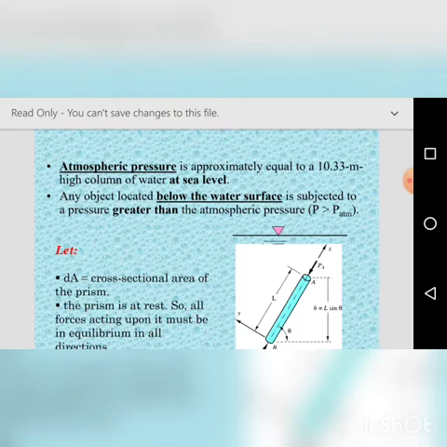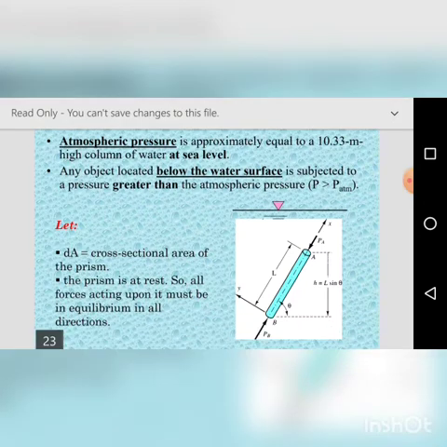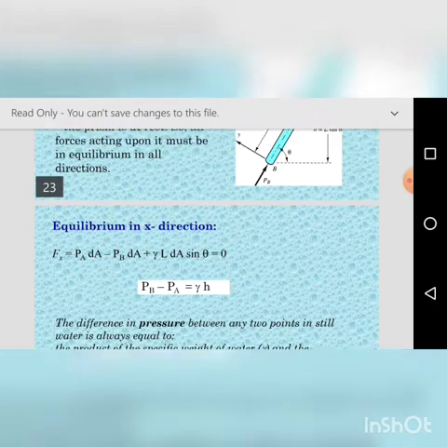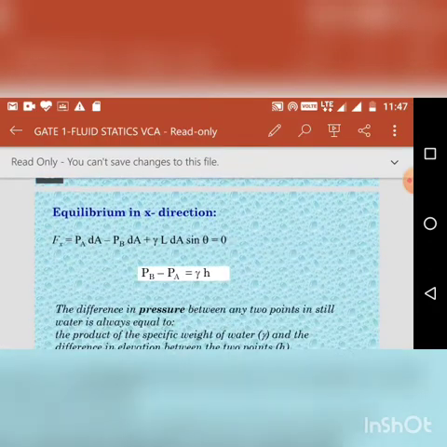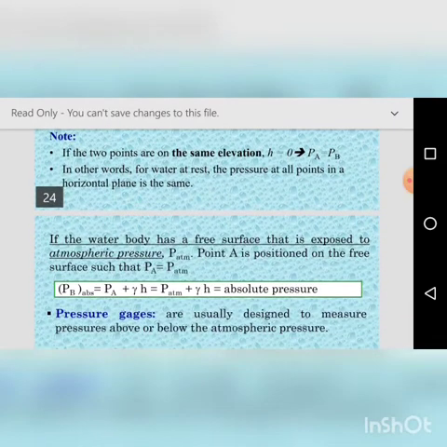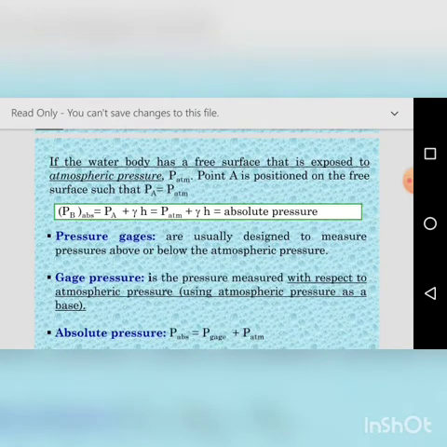You should also know any object located below the water surface is subject to a pressure greater than the atmospheric pressure. We'll see what the pressure at a depth h is equal to, or the difference in pressure between 2 points. It is equal to gamma h, where h is the difference in height or elevation between the 2 points. If the 2 points are at the same elevation, pressure difference is 0. The water surface is exposed to atmospheric pressure, and in one system of measurement it is taken as 0.